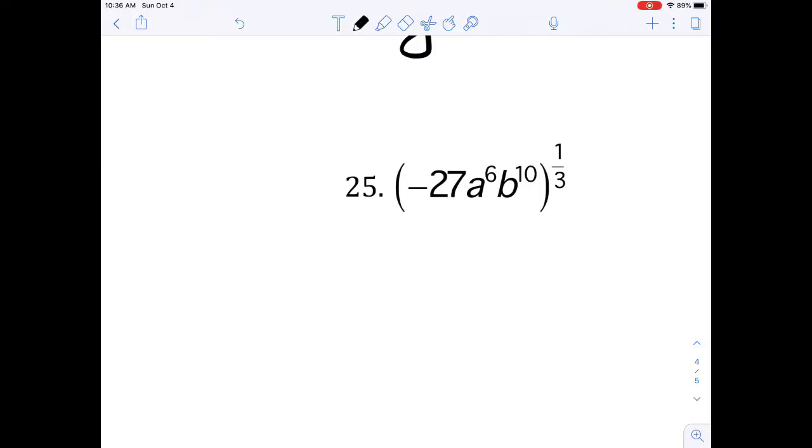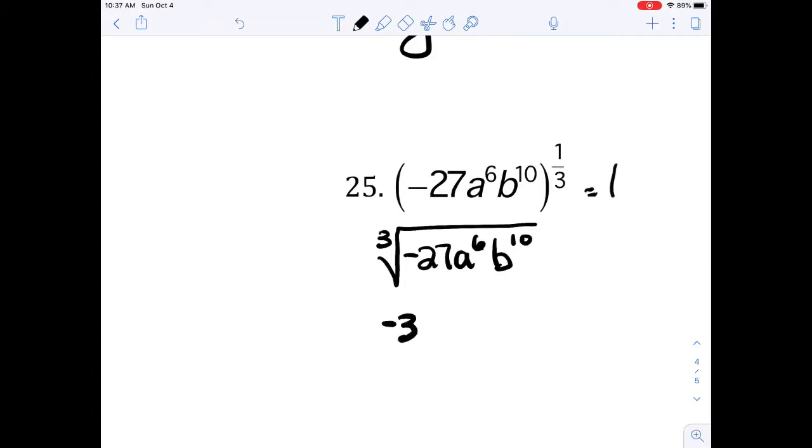Cube root, because it's 1/3 power. So I'm going to rewrite it as the cube root of negative 27, a to the 6, b to the 10th. So now we're switching our minds to cube roots. And we have a negative. And when we cube root, we're thinking of 3 of the same. So the cube root of negative 27 is going to be negative 3. Now I want you to know you could have also gone to your calculator and done negative 27 raised to the 1/3. Notice you have to keep the negative 27 in parentheses, and it would give you negative 3.